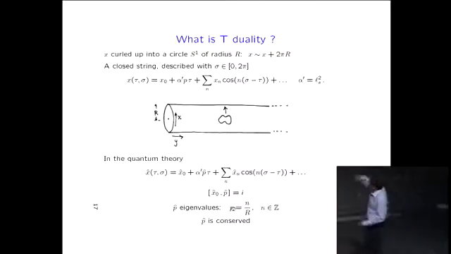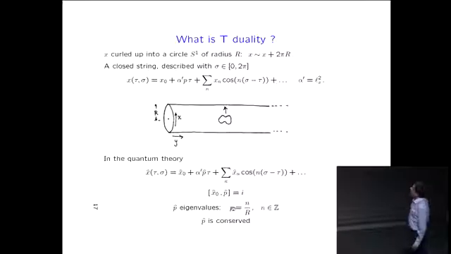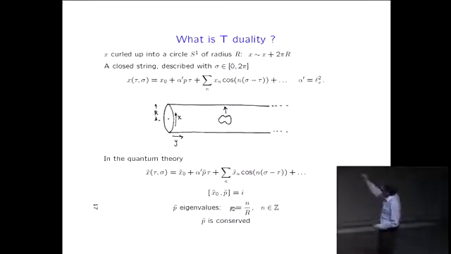Now you're moving on a circle. On a circle, the momentum must be quantized. Any wave function that exists on a circle must have momentum that is quantized so that the wave functions are periodic. The quantization fixes the eigenvalues, and the eigenvalues are n over r, inversely proportional to the radius, where n is an integer, and the momentum p for a free closed string is conserved.